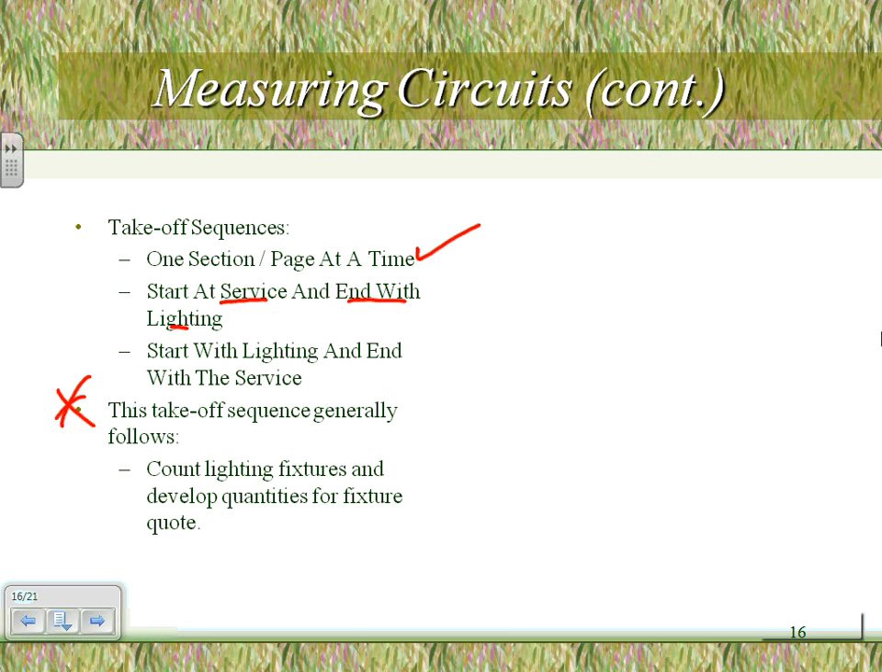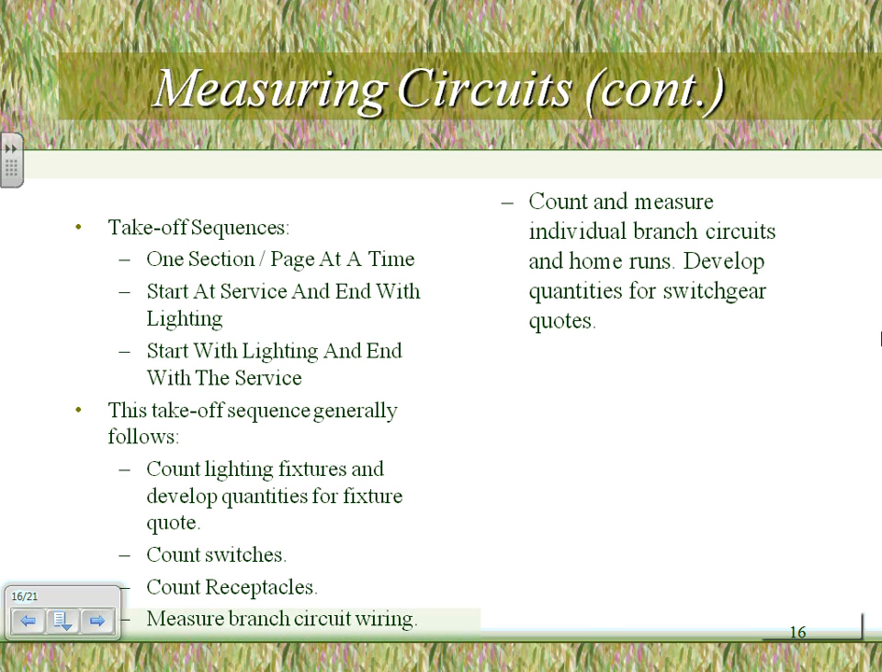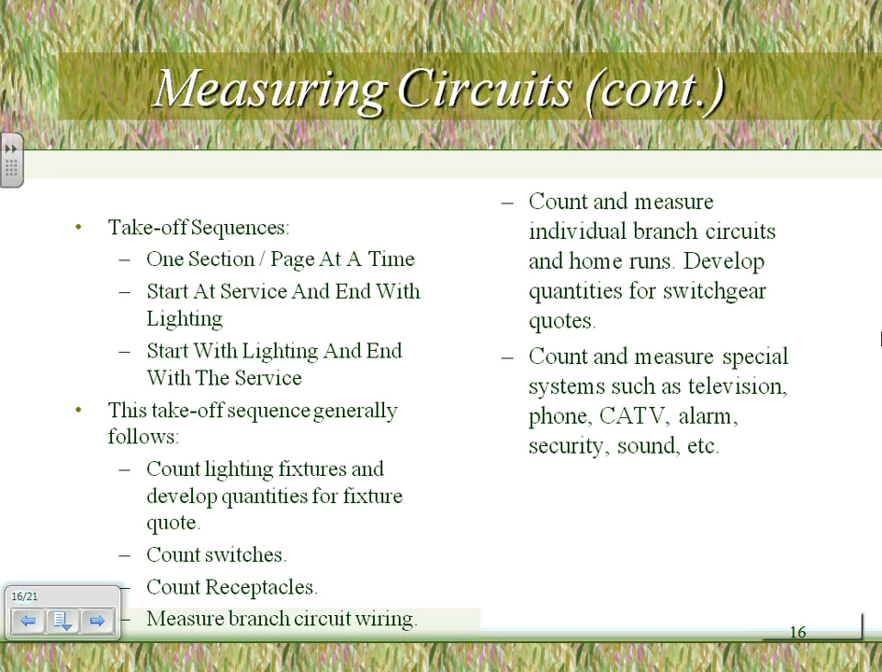Here's what I want you guys to wake up to here. Counting, I'm going to start by counting my fixtures. So step number 1, I'm going to be counting my fixtures and developing quantities for fixtures. Why do you think I count my fixtures? Because for fixtures, we do quotes. We don't take them off. We do a quotation for them. The second thing, when I'm done with my fixtures, I'm going to go count my switches. Second thing is count receptacles. Third thing, measure branch circuits. Count and measure individual branch circuits, the home run. Then count and measure low voltage, television, Cat 5, alarm, security, and so forth.